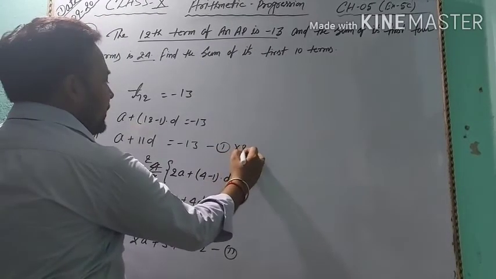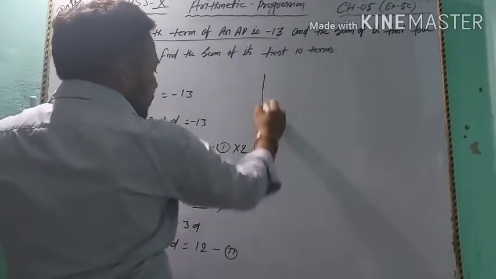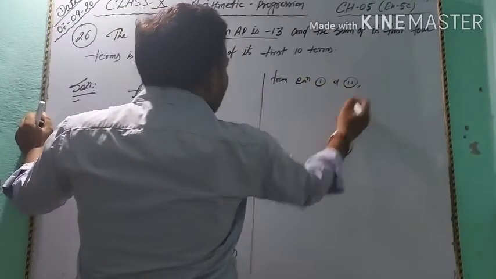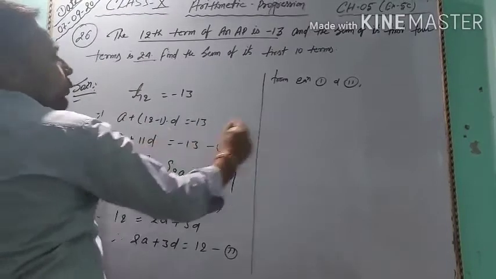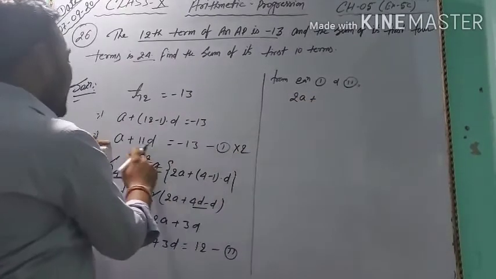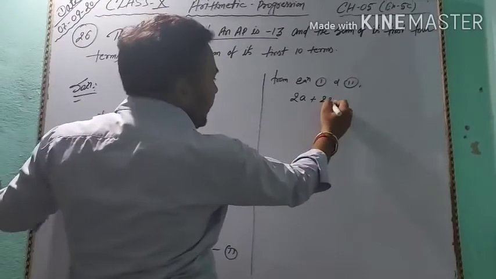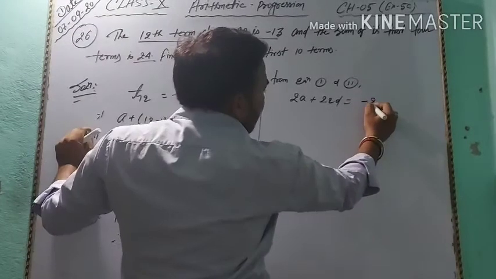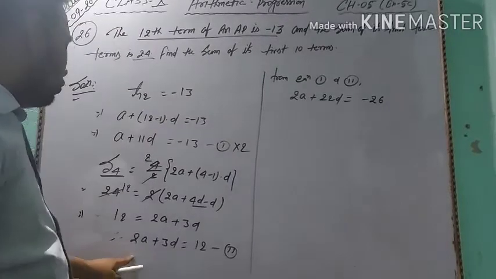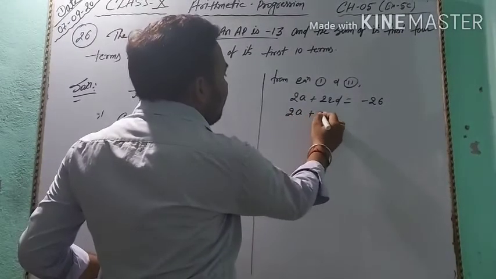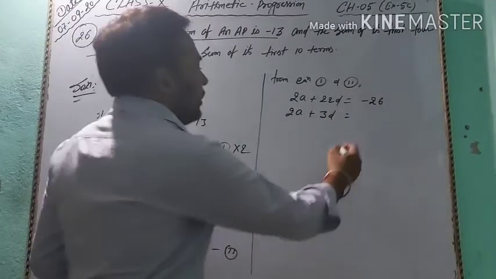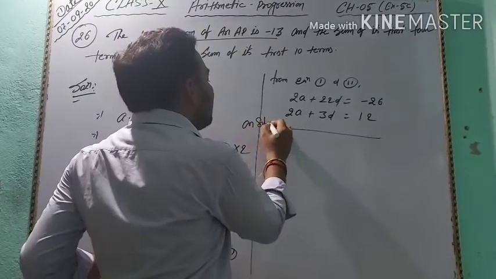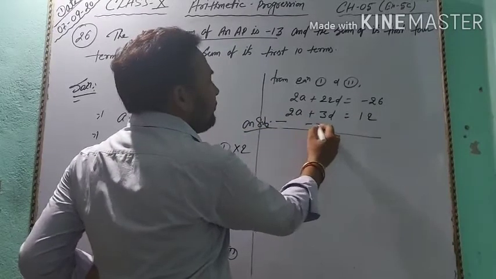Solve equations 1 and 2. In equation 1, multiply by 2. So from equations 1 and 2 we get 2A plus 11 multiplied by 2, that is 22D, equal to minus 30 multiplied by 2, that is minus 60. Second, 2A plus 3D equal to 12. On subtracting, the signs change.